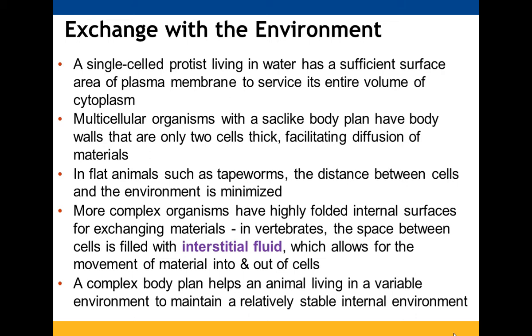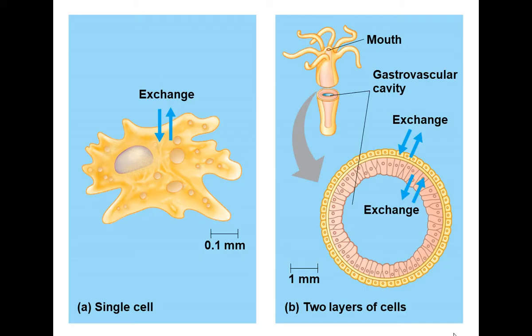And that space between the cells is filled with what's called an interstitial fluid that helps to facilitate the movement of those materials. And really, it just depends on what type of environment that particular organism is in and what type of shape and size it is in order to determine how that's going to be set up. And by having these inner foldings, depending on what type of organism you are, you're able to help maintain that internal environment so that you keep everything within the organism stable. So these are just some pictures showing that exchange process happening.